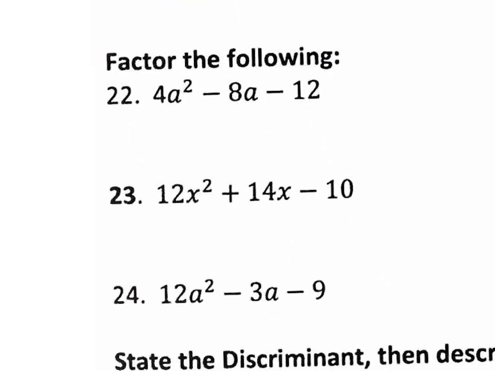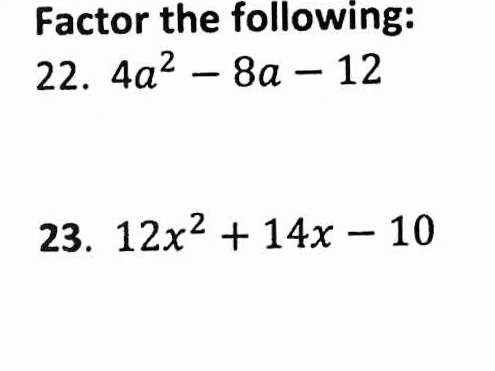Number 22, factor the following. So this is just practice from chapter 4, factoring. The first type of factoring we learned was to pull out the GCF. That's the first type of factoring we should always try. And right here we could actually pull out the 4. And if we pull out a 4, what's going to be left? An a squared minus 2a minus 3.